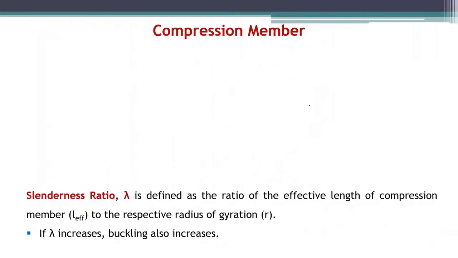The very important parameter in a compression member is the slenderness ratio. We'll discuss this slenderness ratio in detail in coming slides, but we need to know what a slenderness ratio is. Slenderness ratio is the ratio of the effective length of the compression member to the respective radius of gyration. If the slenderness ratio lambda increases, then buckling of the column or compression member also increases.